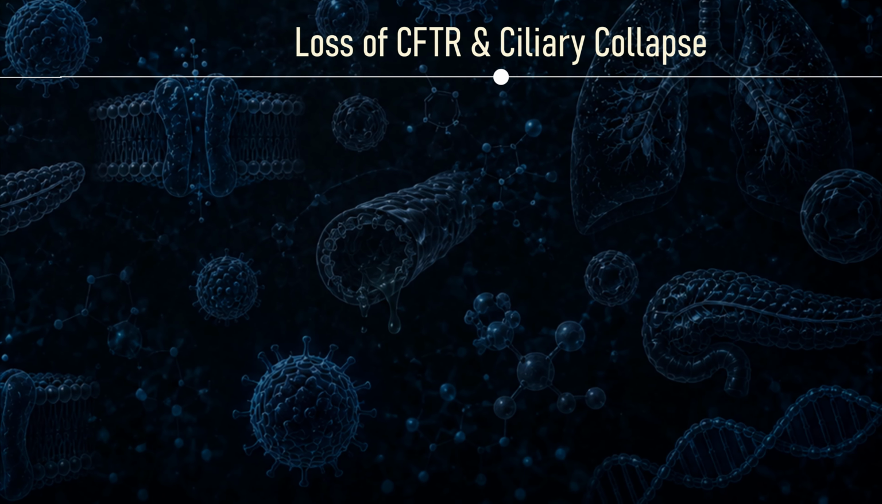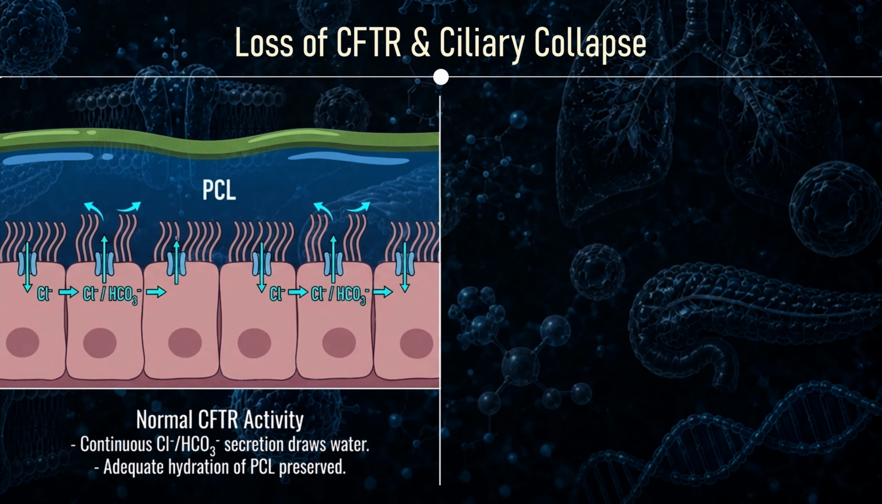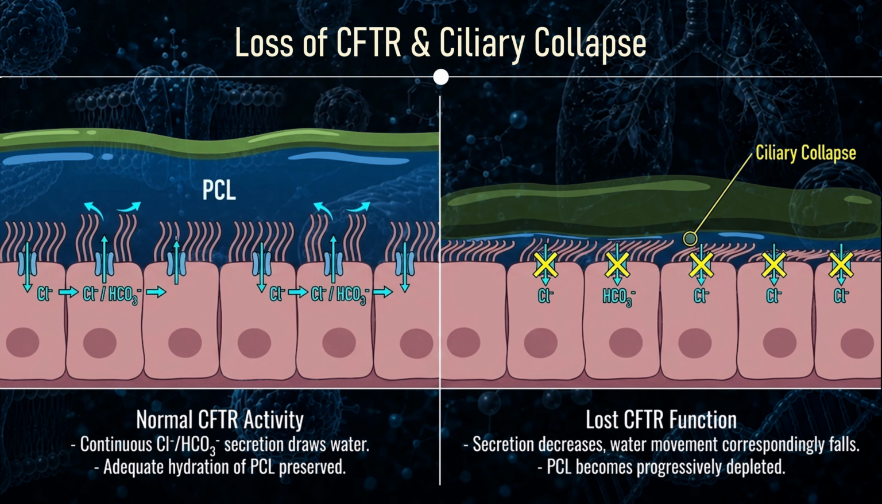Normal CFTR activity is essential for maintaining the depth of this periciliary fluid layer. Continuous secretion of chloride and bicarbonate into the airway lumen draws water onto the epithelial surface, preserving adequate hydration of the PCL. When CFTR function is lost, chloride and bicarbonate secretion decrease, water movement correspondingly falls, and the periciliary layer becomes progressively depleted. As the fluid layer thins, the cilia lose the space necessary for effective movement and gradually collapse against the epithelial surface, rendering mucociliary clearance ineffective.